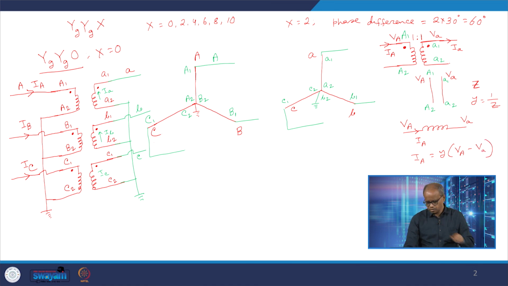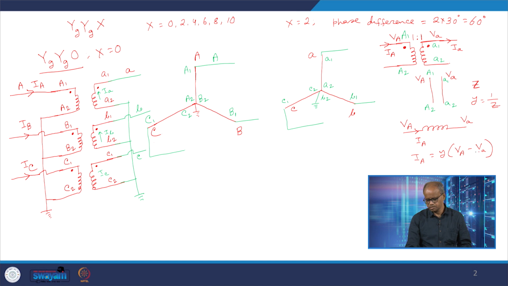So what does it mean? The current entering into the primary side is nothing but Y times the difference between the voltages at the two dot positions. VA is the voltage at one dot position and V small a is the voltage at the other dot position.